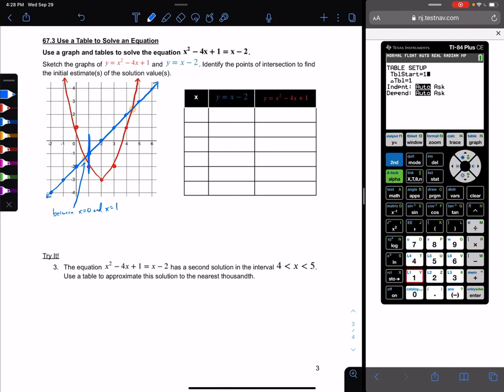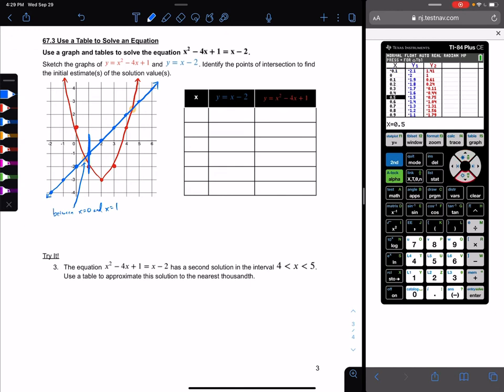But instead of leaving the change in the table, that little triangle represents change. If I leave that as 1 and I go to my table, it's just going to go 0, 1, 2, 3, 4, and so on. So instead, when I go to second window for table set, I'm actually going to change that to 0.1. I might need to get even smaller to get more accurate answers, but we'll start with 0.1. Now I'm going to go back to my table, so I'm going to hit second and then go to my table. And notice now I have 0, 0.1, and so on.